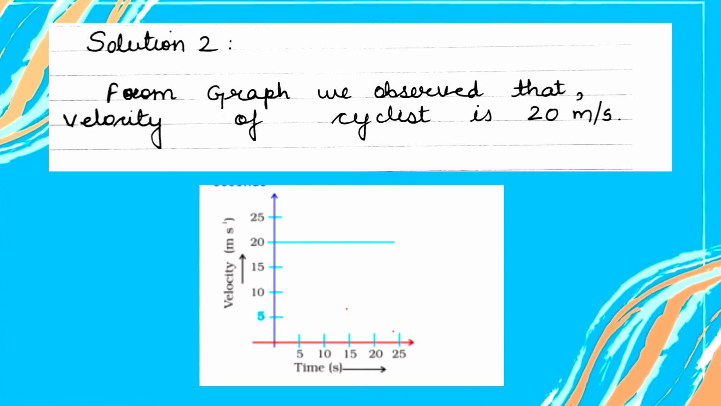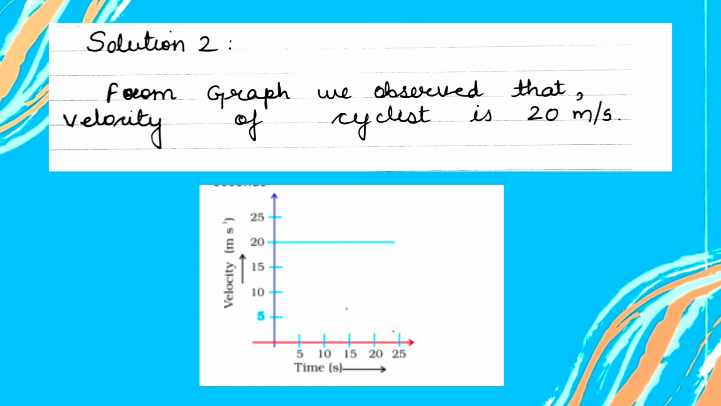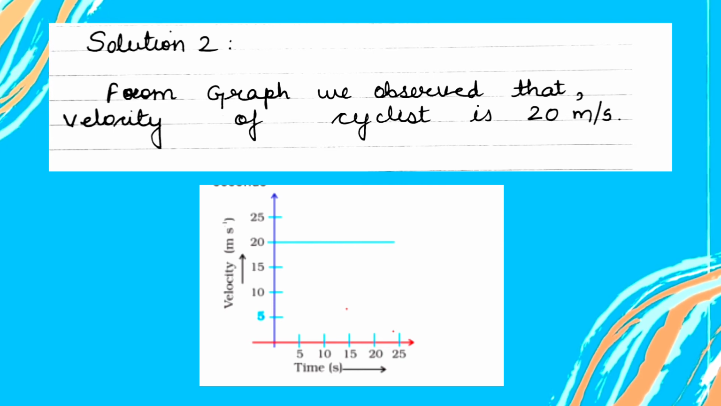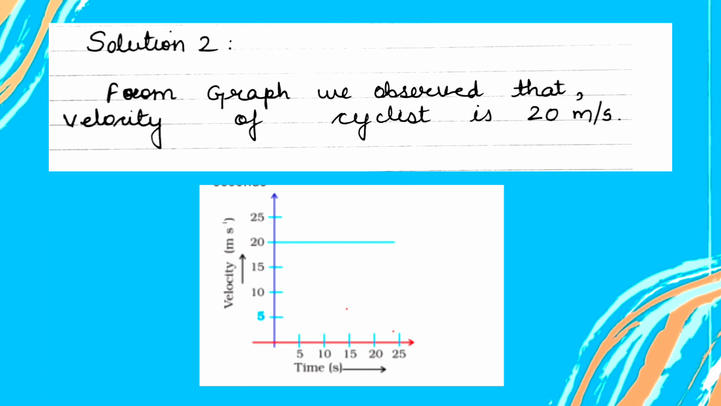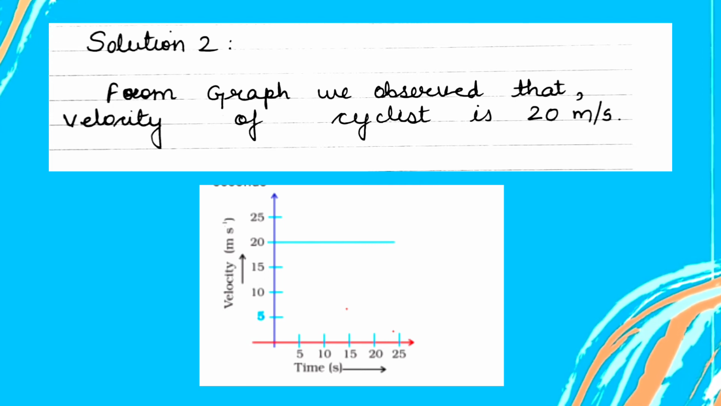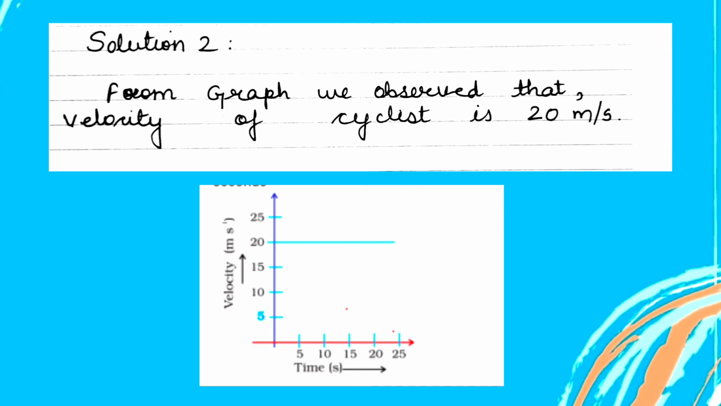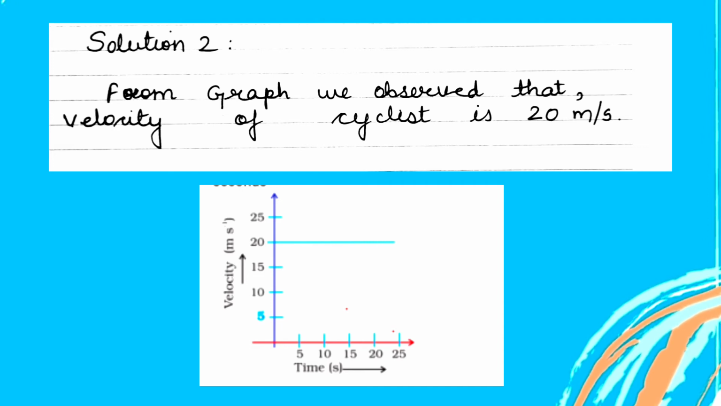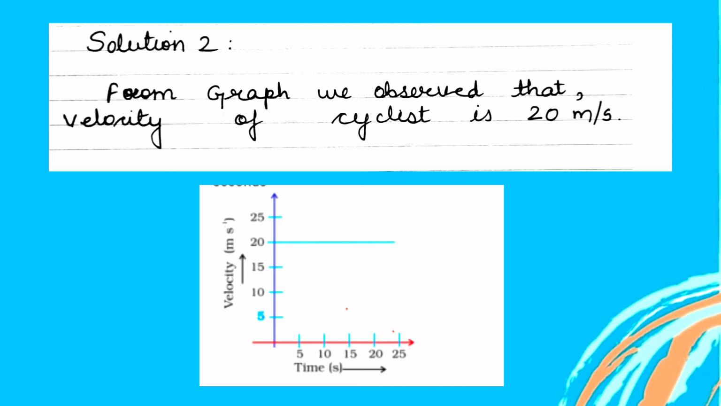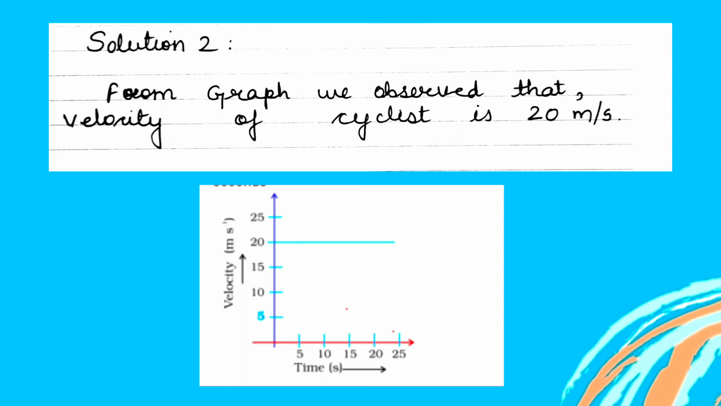From the graph itself, you can observe that the velocity of the cyclist is continuously 20 meter per second. It is uniform velocity. The cyclist is moving with uniform velocity of 20 meter per second. Is it clear to everyone? Why am I saying the cyclist has 20 meter per second? From the graph, you can observe that the velocity is constant with a change in time. The velocity is 20 meter per second. If you have any doubt, just comment below.